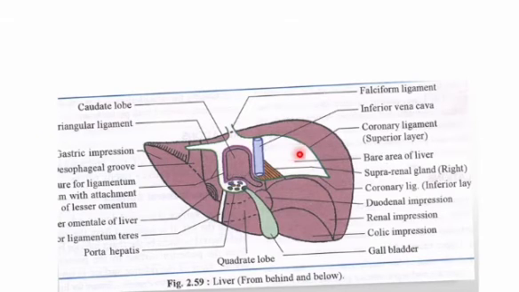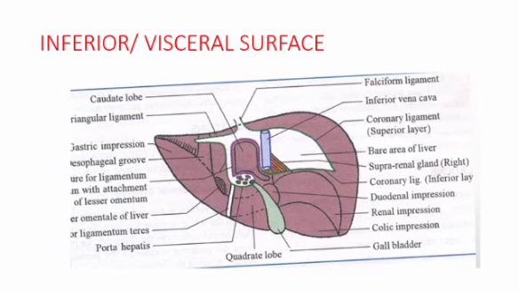Posteriorly: bare area of liver, groove for the inferior vena cava, caudate lobe, as well as the ligamentum venosum, and the last one is the groove for the esophagus. So these are the things from right side to the left side on the posterior surface.